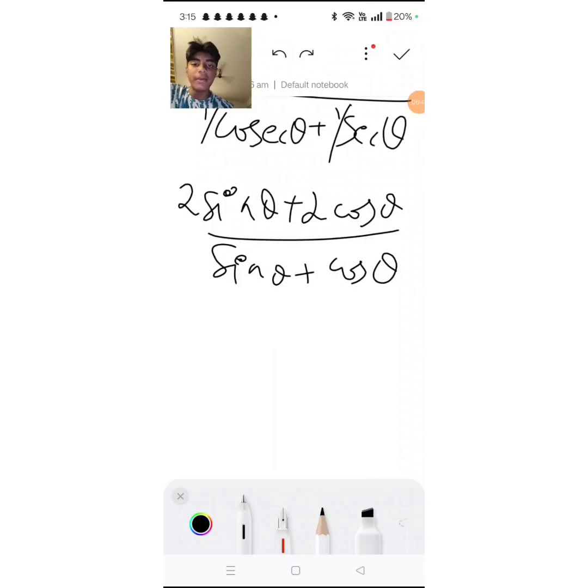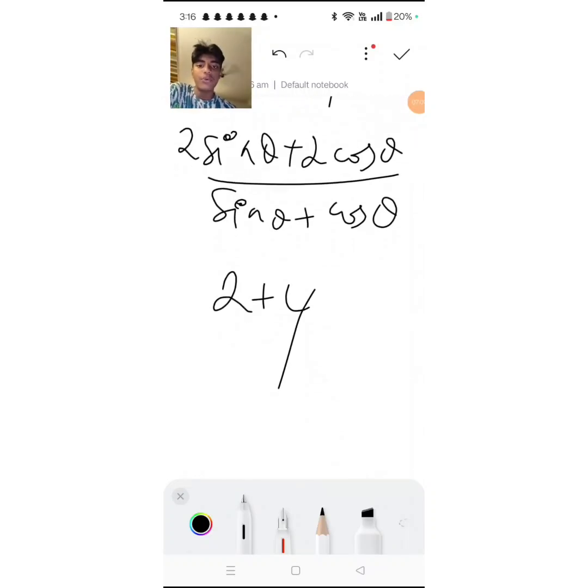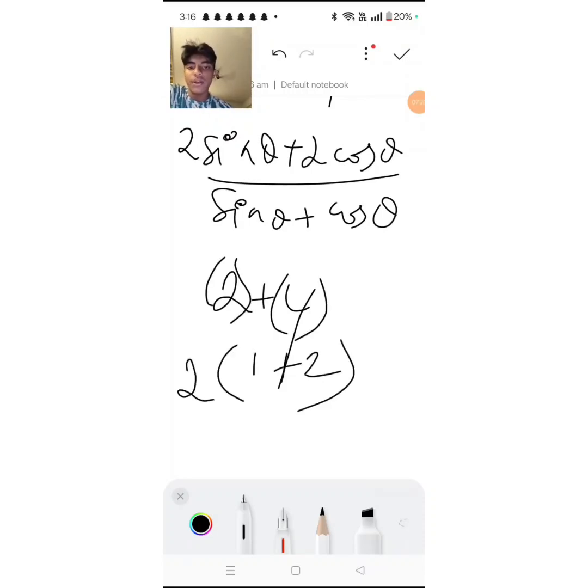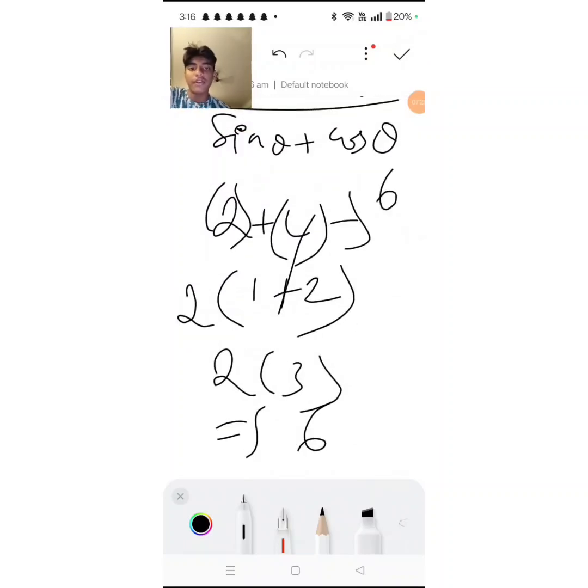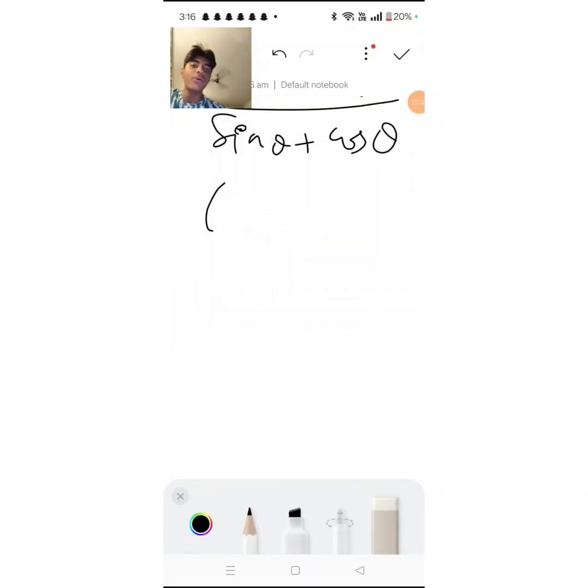To factorize something out, if you have two different things, let's say you have 2 plus 4, there has to be something common between 2 and 4. So 2 is obviously common. 2 goes once in 2 and 2 goes twice in 4. So 2 comes out, 1 plus 2. Done. It's 2 into 3, which is 6. Similarly, this also adds to 6, right? So when you're factorizing something out, there's no difference in the answer.